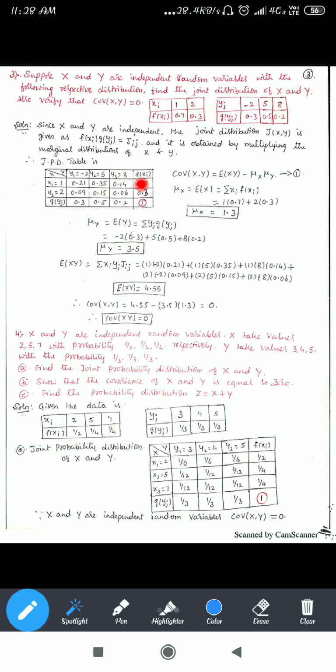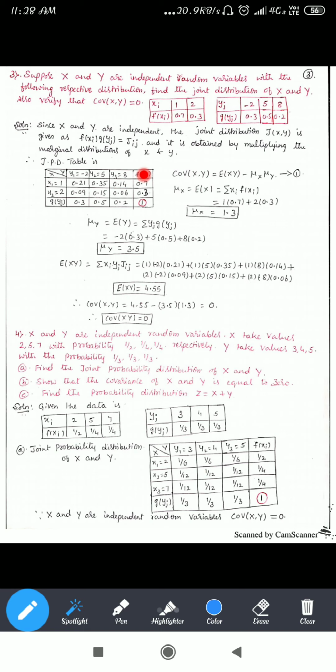So this is the joint probability distribution. Next thing is covariance. It should be equal to 0. The covariance of xy formula is E of xy minus mu x mu y. We have the marginal distributions and the JPD also. So E of xy we don't know.